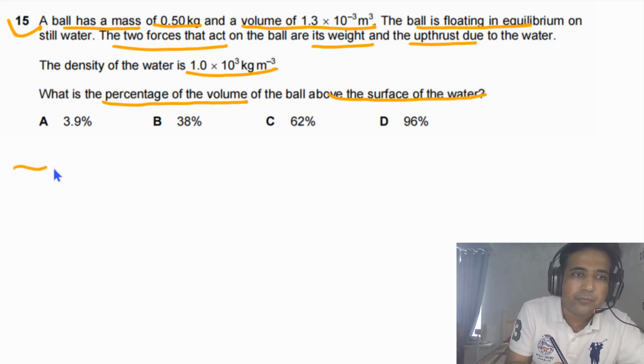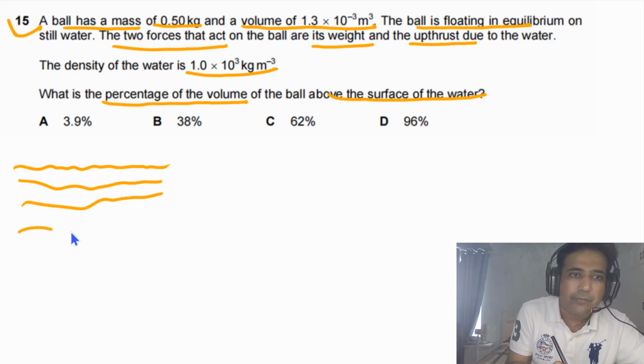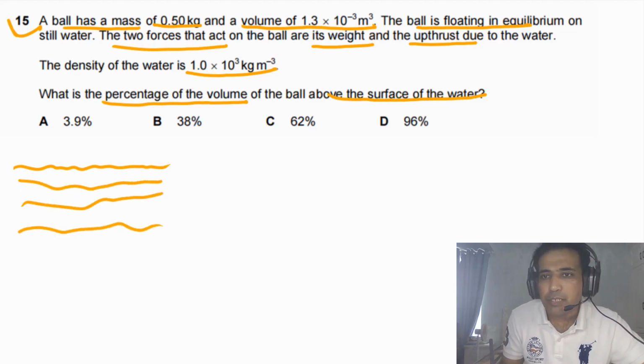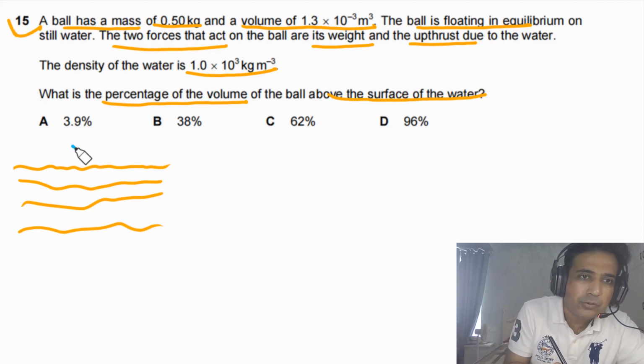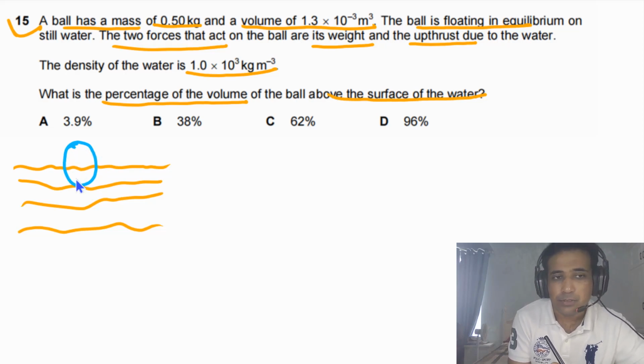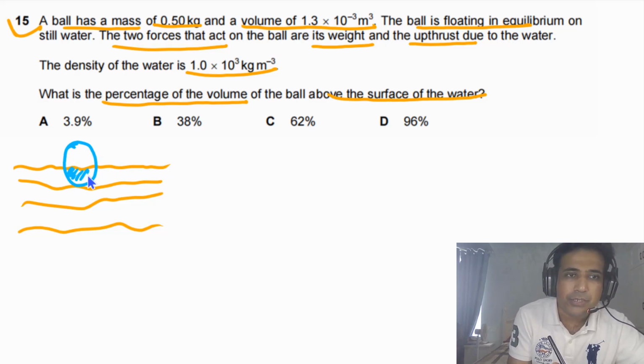So in this case, first of all, we can imagine this is the water. Here we have water and the ball is placed inside this water. We can draw the ball here, and this ball is floating in the water. This part of the ball is inside the water and this part is outside, and this is what we need to find out: the percentage of the volume of the ball above the surface of water.